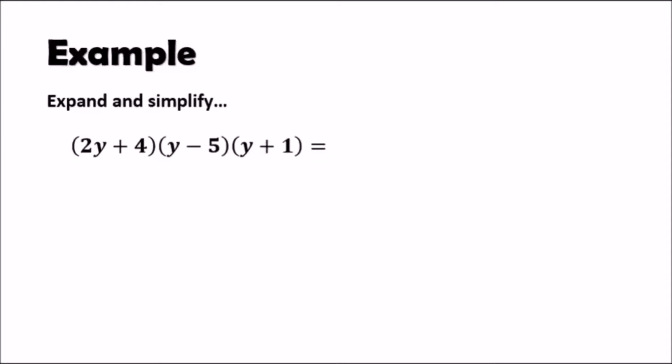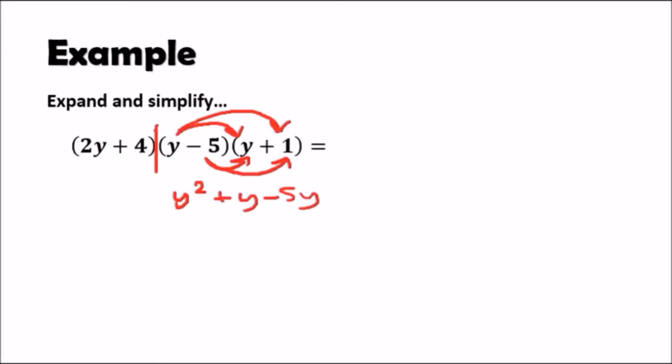So using the FOIL method, let's just put a little barrier here, so this is what we're doing. So we can use a FOIL, so simply y times y, and then y times 1. And the next will be minus 5 times y, and minus 5 times 1. So expanding this one, we should get y times y, which is y squared. Y times 1 is 1y, or plus y. Minus 5 times y is minus 5y. And finally, minus 5 times 1 is minus 5.